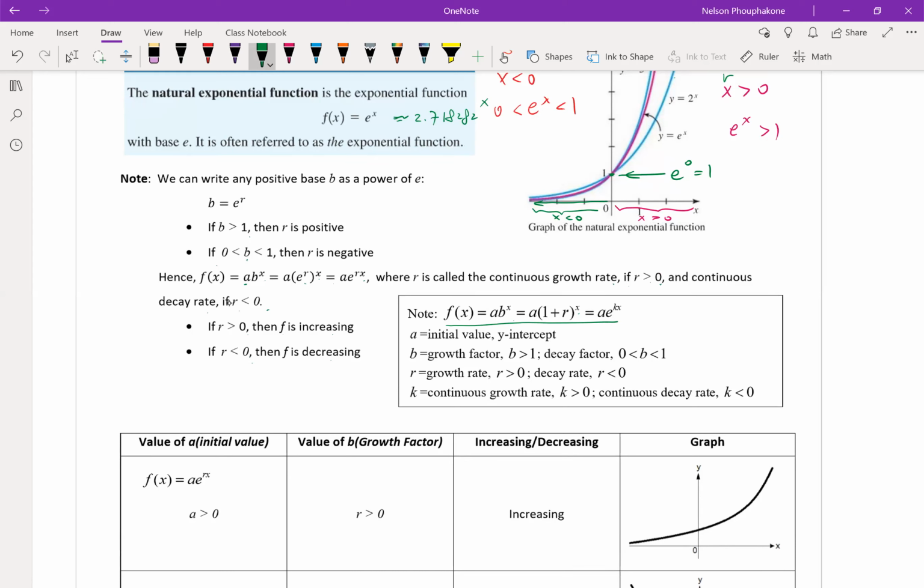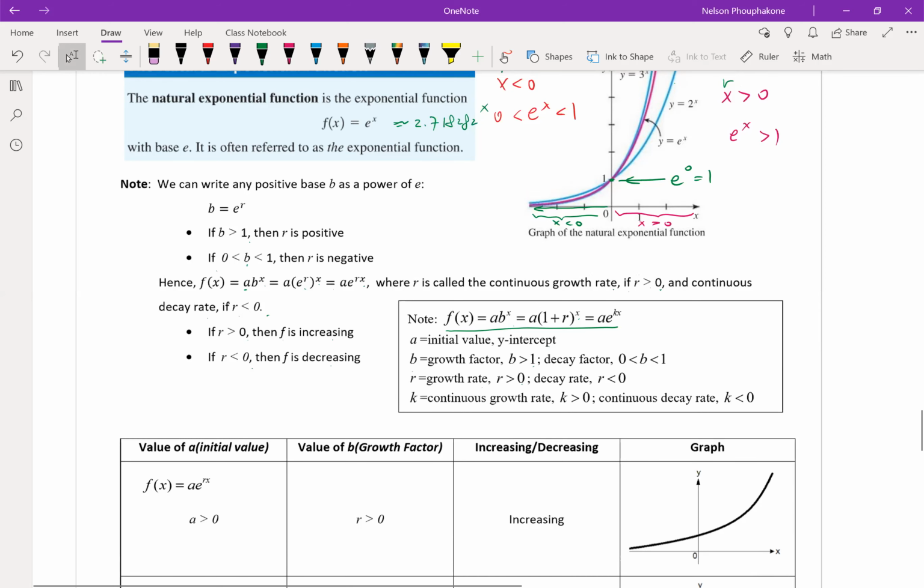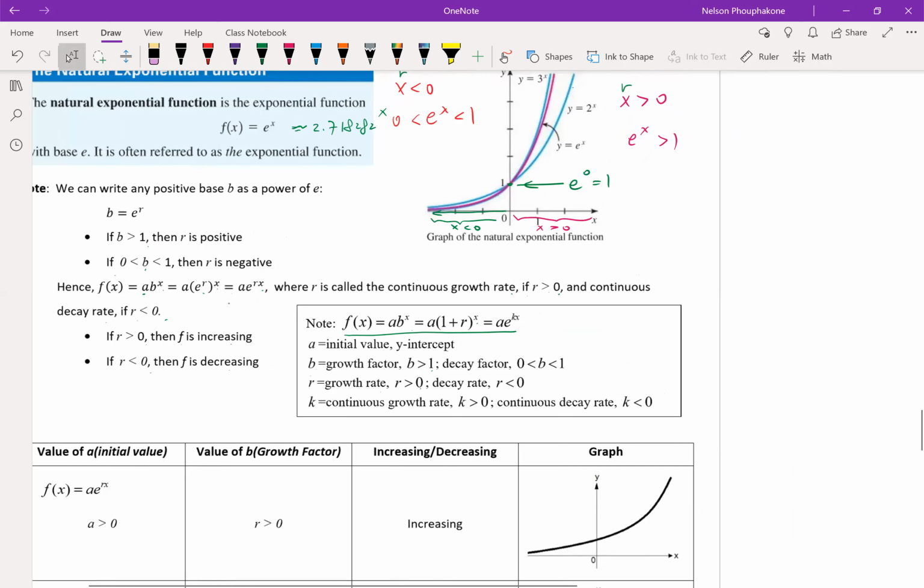Okay, so we know that a is the initial value, which is related to the y-intercept. b is what we call the growth factor when b is greater than 1, and decay factor when b is between 0 and 1. r is a growth rate when r is greater than 0, decay rate when r is less than 0. And now, how about k?